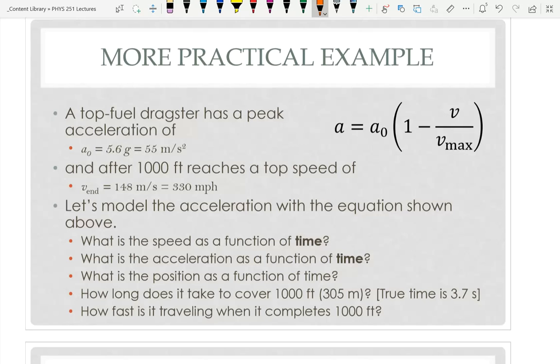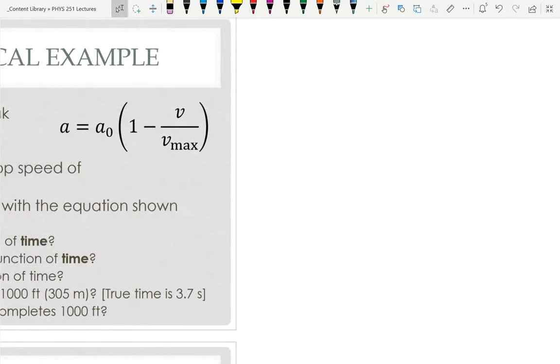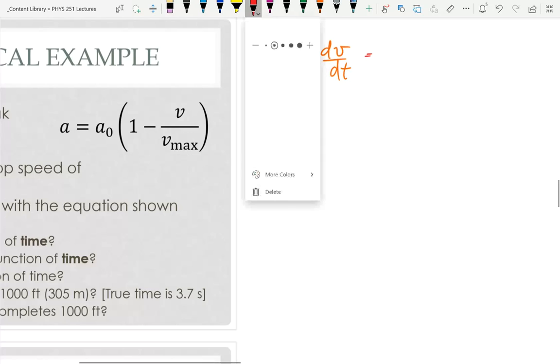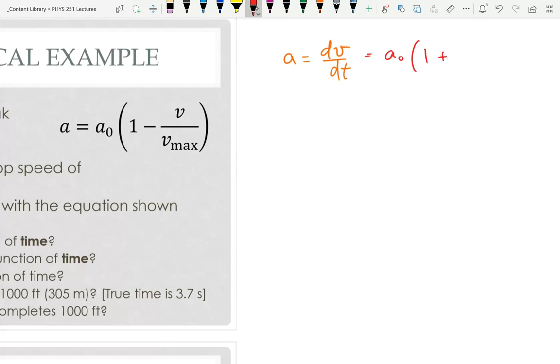What is the speed as a function of time? How do we go from acceleration to speed? Integral. Okay, so I start by writing the equation. There's the equation, and then I'm just going to substitute. My model says that acceleration is equal to, stay with me now, A0 times (1 minus V over V max). What is V? Is that the initial velocity? V is the speed at any time.